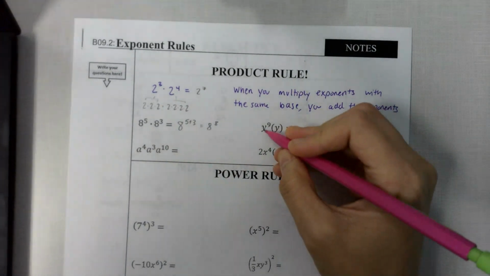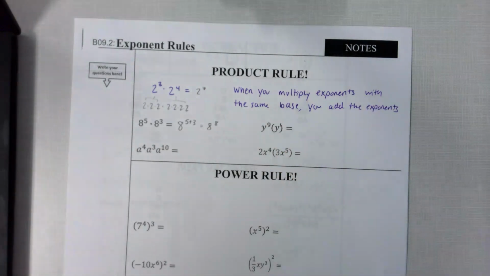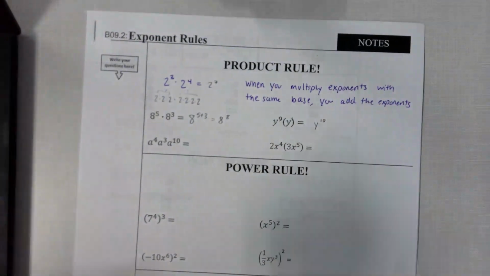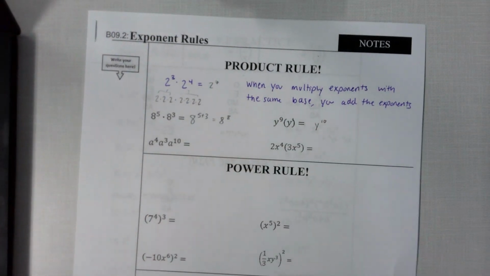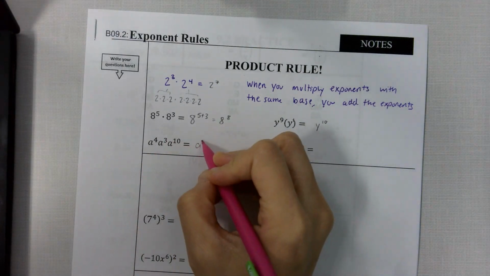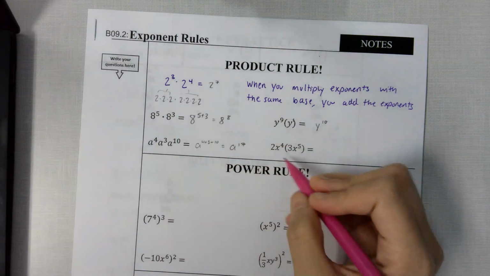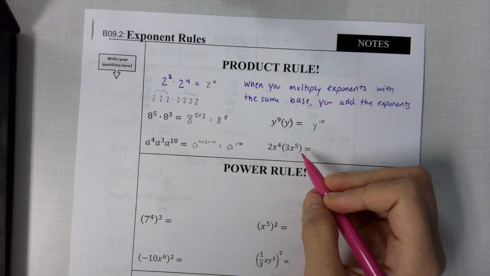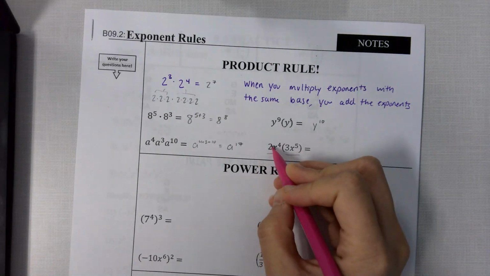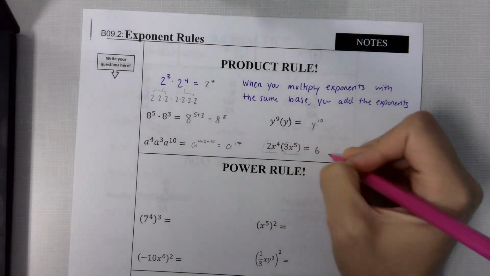Here we have our base is y. This is actually y to the 1, so we're going to add them together, and we're going to get y to the 10th. Here we still have a base of a, even though there's 3 of them. And so we do a 4 plus 3 plus 10, a to the 17th. And then finally, when we have numbers, we just treat them like numbers. So if we have this times this, we need to take the coefficient. 2 times 3 is 6. And then we have our x to the 9th.